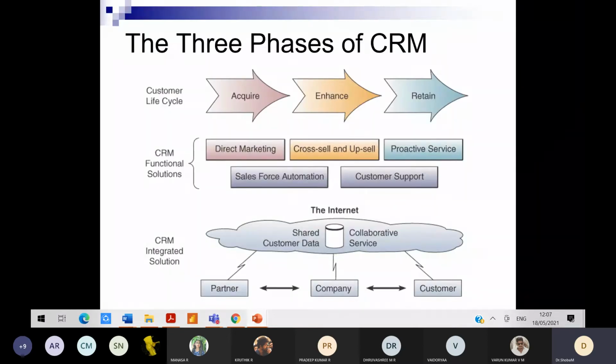The three phases of the CRM. Okay, generally there are three phases. What are those three phases? It could be read horizontally this way, or vertically this way. So it could be acquire, enhance, and retain. Acquire the customer, enhance the relationship with the customer, and retain those customers, right? So that is the customer life cycle.